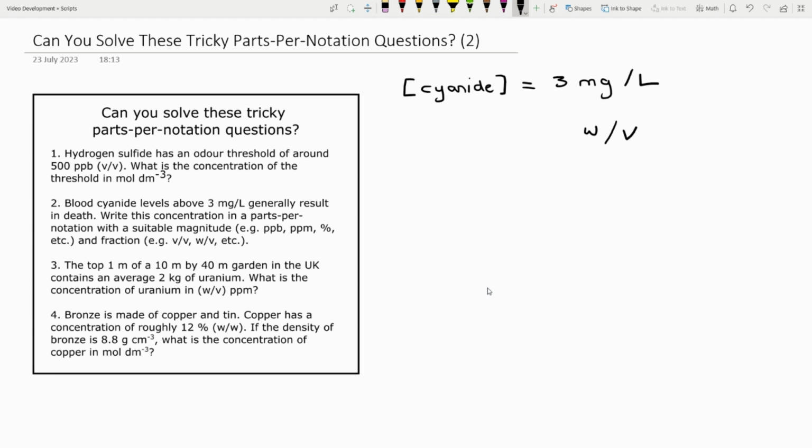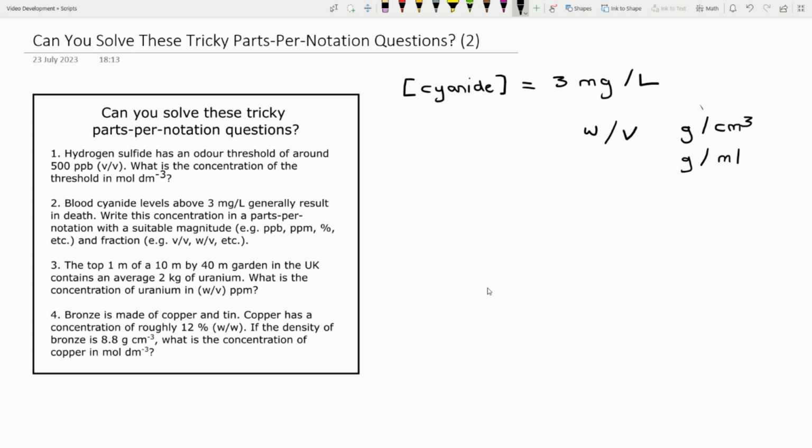Now, the W over V fraction for the parts per notation has units grams per centimeter cubed, which is the same as grams per milliliter. So we need to go from 3 milligrams per litre to an equivalent number in these units.